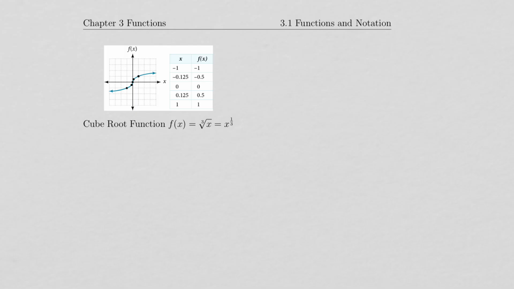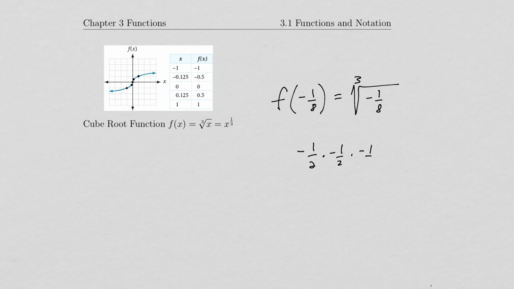If I say I want f of -1/8, this is going to be the cube root of -1/8. So the way to think about this is, is there something that when multiplied by itself 3 times gives you -1/8? Yeah, -1/2. -1/2 times -1/2 times -1/2 is equal to, negative times negative times negative is negative, 1 times 1 times 1 is 1, and then 2 times 2 times 2 is 8. So if the input is -1/8, the output is -1/2.